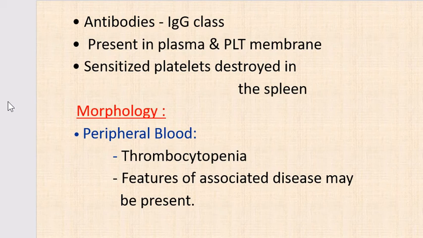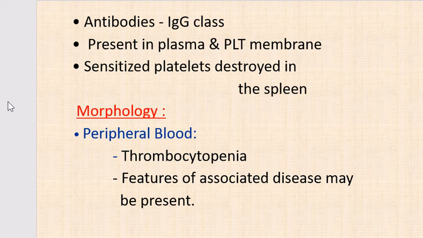Well, these antibodies, that is antibodies against glycoprotein 2b3a complex, are of IgG class. They are present in plasma and on the platelet membrane. When antigen and antibodies have combined, the antigen antibody complexes are present on the membrane of platelets, and when these platelets pass through the sinusoids of spleen, they are caught up there and destroyed. So sensitized platelets are destroyed in the spleen, and this is the mechanism of destruction of platelets in the peripheral blood.